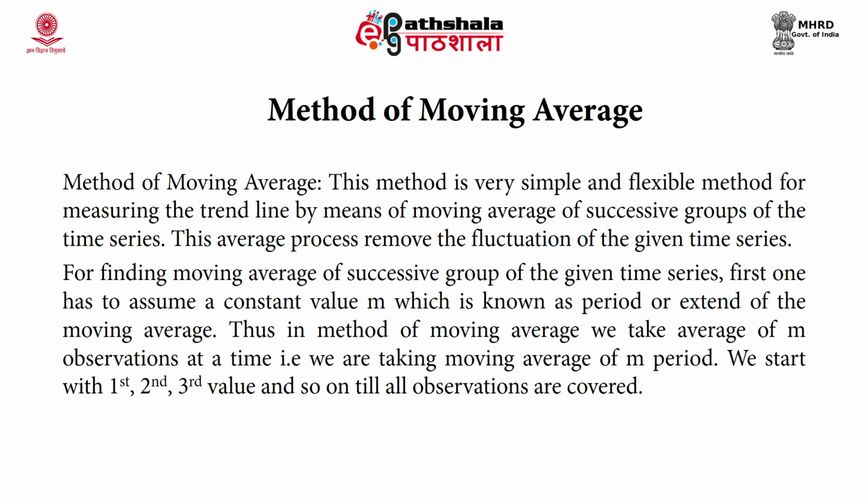For finding the moving average of successive groups of the given time series, first one has to assume a constant value, small m, which is known as the period or extent of the moving average. Thus, in the method of moving average, we take the average of m observations at a time, that is, we are taking the moving average of m periods. We start with the first, second, third value and so on till all observations are covered.